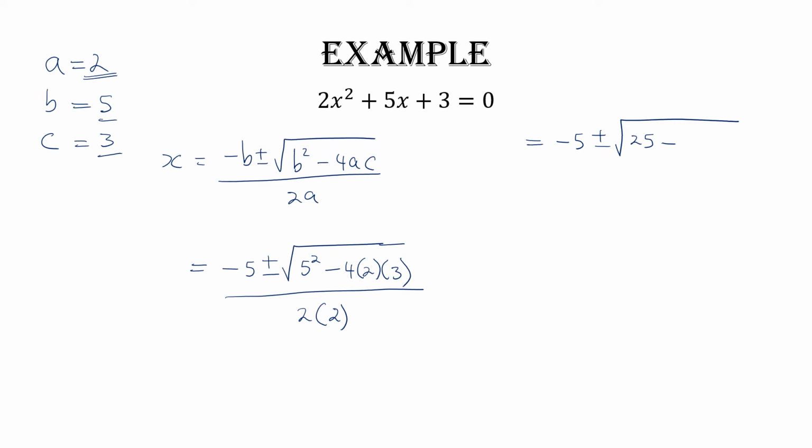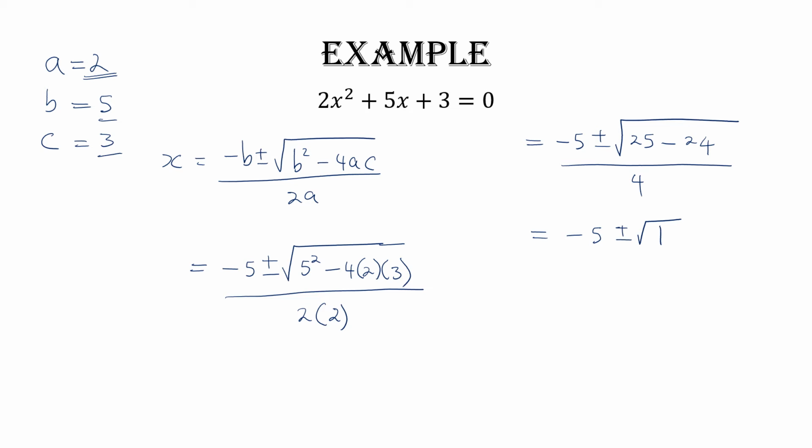2 times 3, we could say that is 6, and 6 times 4, we know that will give us 21. And that's all divided by 4. Yep. At the top now we have minus 5 plus or minus the square root of 25 minus, oh, how did I get 21? It's supposed to be 24. I said it and I write 21. So yes, it's 6, 2 times 3 is 6, and 6 times 4 is 24, not 21.